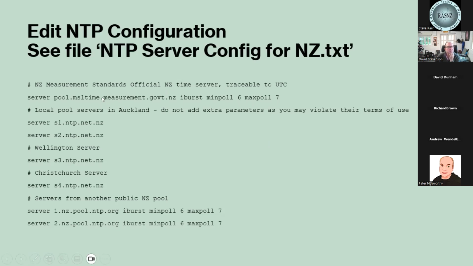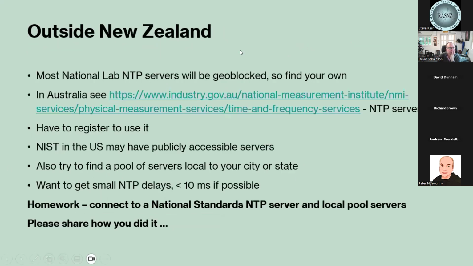This is the National Measurement Standard server in New Zealand. Connect to this with a small offset, and you are formally traceable to UTC. I get offsets of about 12 seconds, so an error of no more than 6 milliseconds to UTC by doing that. These are local services to Auckland, Wellington, and Christchurch, which gives me better ping times. They've worked pretty well. In Australia, you won't be able to get to this. It's geo-locked. You have to find your own, but do have a look. And I've got a bit of documentation for that.